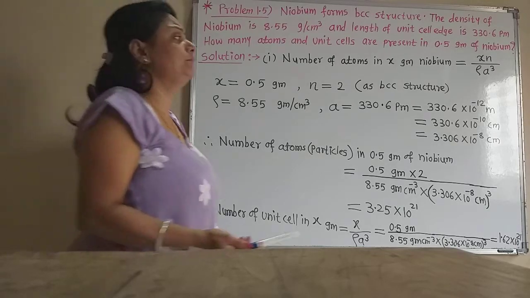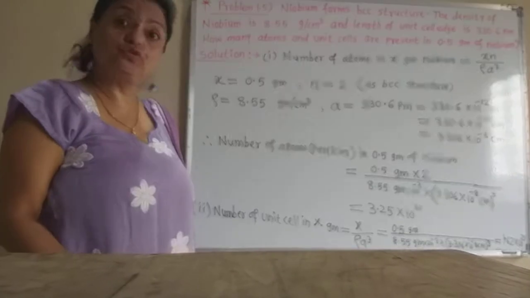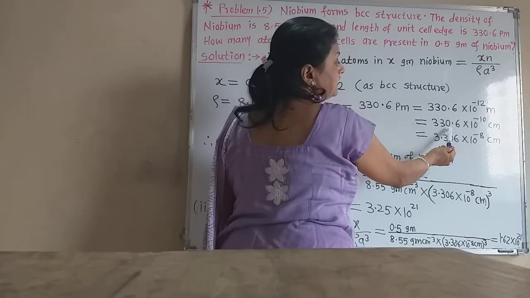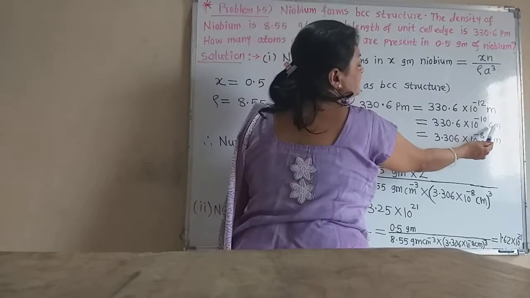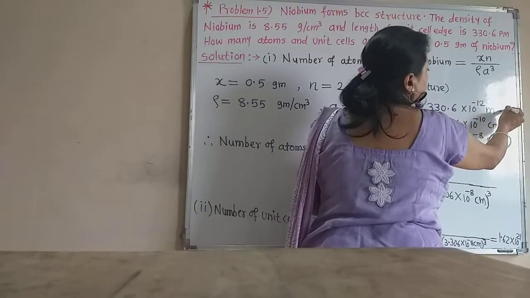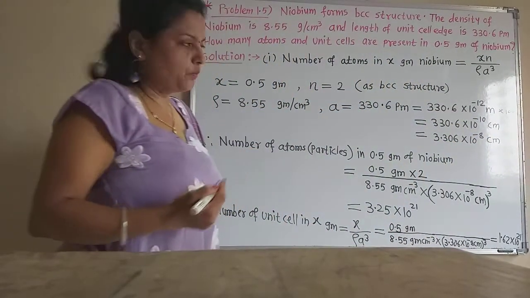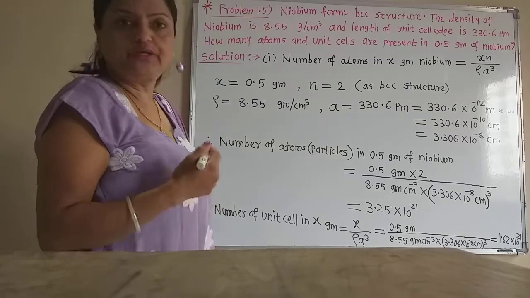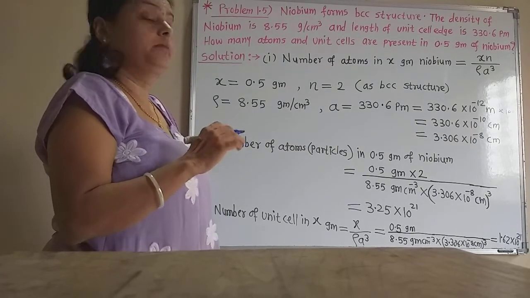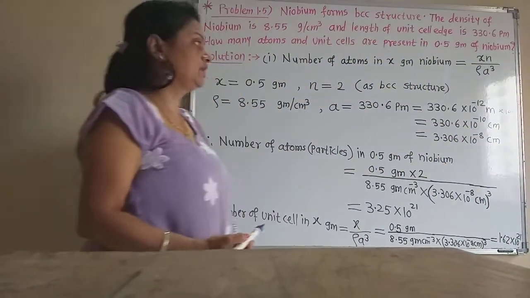Convert this into centimeter by multiplying by 100, because 100 centimeter is equal to 1 meter. So this becomes 330.6 into 10 raised to minus 10 centimeter. On multiplying this by 100, now 100 means 10 raised to 2, and we obtain 330.6 into 10 raised to minus 12 plus 2, so this becomes 10 raised to minus 10 centimeter.